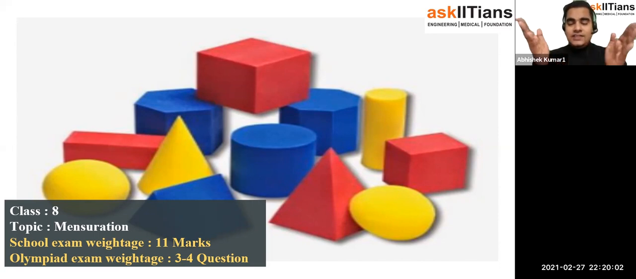And as we do in every session, before we delve into the topics that we are going to cover, let us revisit the weightage of this chapter for both school examination and your Olympiad examination. In a school examination, the weightage of this chapter is around 11 marks. That means roughly you can expect around 3 to 4 questions from this chapter. In Olympiads, around 3 to 4 questions can be expected from this chapter.